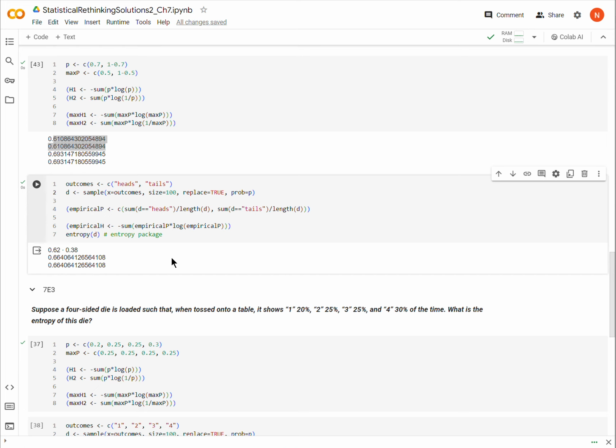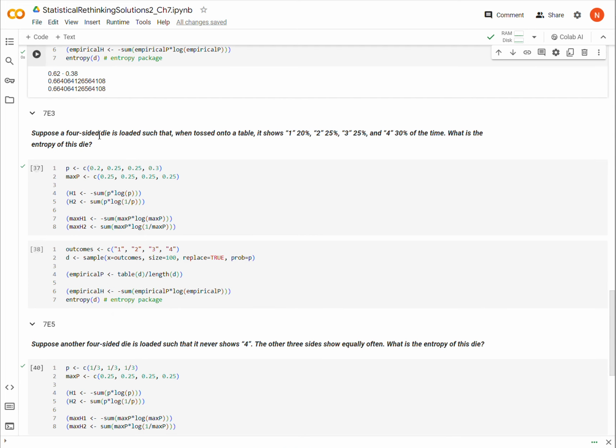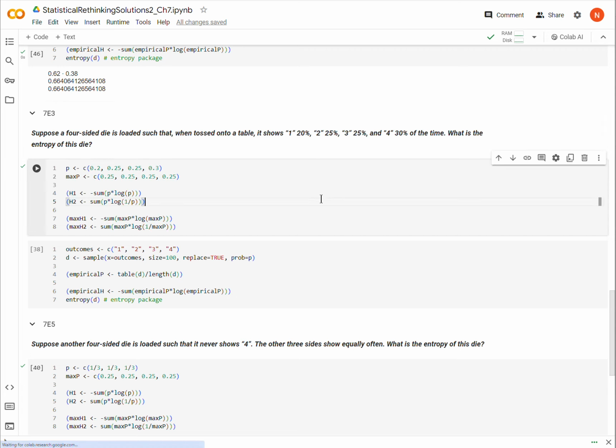Okay, so for the next problem, we have a four-sided die, and it's loaded so that the 1 face shows up 20% of the time, the 2 face shows up 25% of the time, the 3 face shows up 25% of the time, and the 4 face shows up 30% of the time. So just going through the same process.